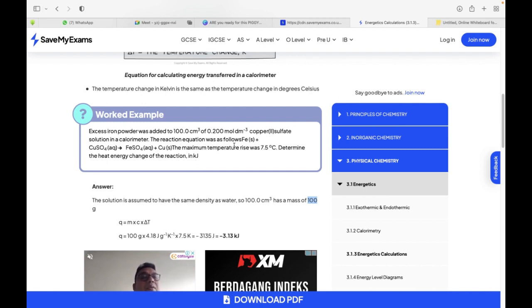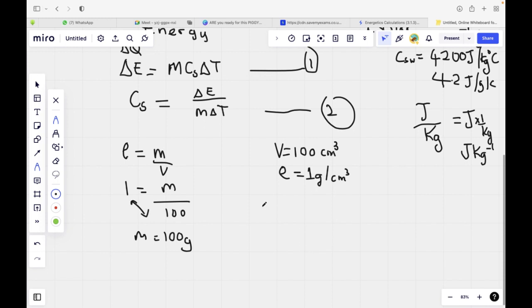Let's write the equation. Iron plus copper sulfate. Iron is a solid, and this is the state symbol, we're saying that it's a solid. Plus copper sulfate, CuSO4, copper 2 sulfate. The state symbol is aqueous.